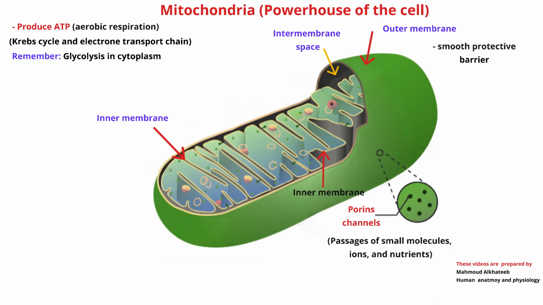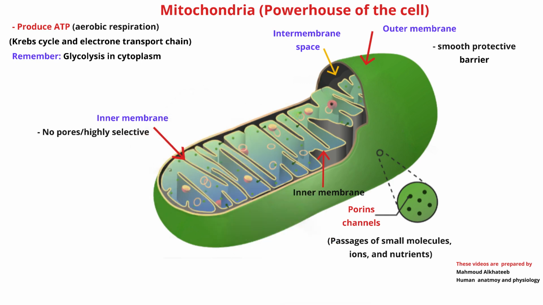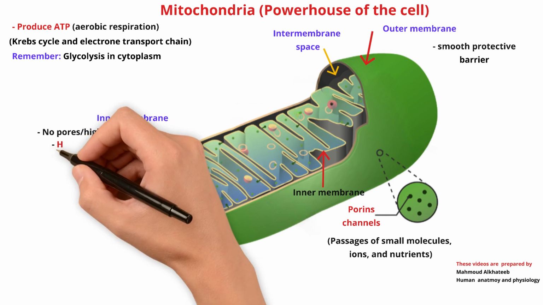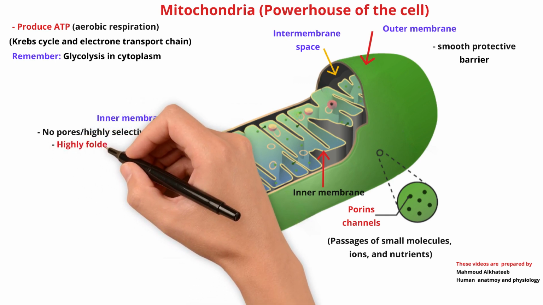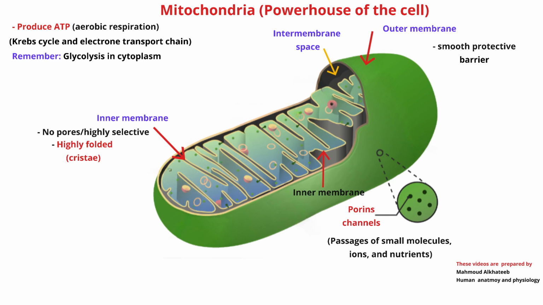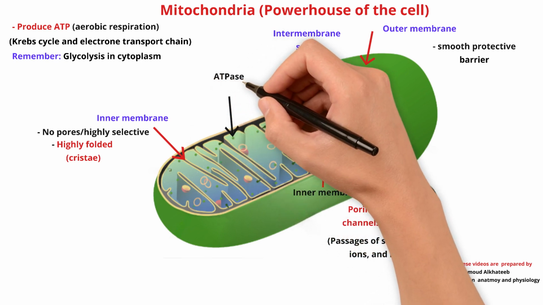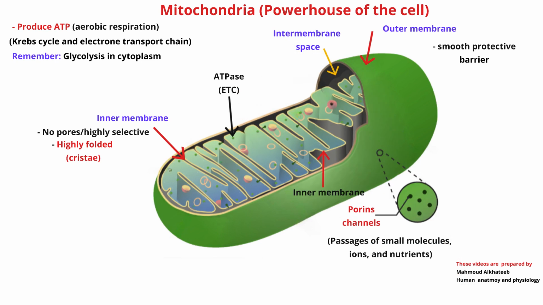The inner membrane, on the other hand, is highly specialized. Unlike the outer membrane, the inner membrane does not have porins, making it highly selective about what can pass through. This inner membrane is also folded into structures called cristae. These cristae significantly increase the surface area, providing more space for proteins and enzymes involved in ATP production. Importantly, the inner membrane contains essential proteins and the ATPase enzyme required for the electron transport chain.